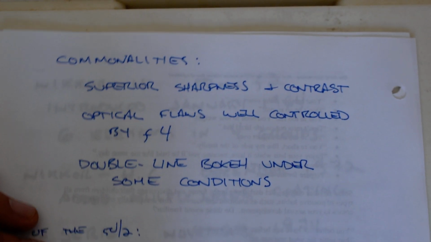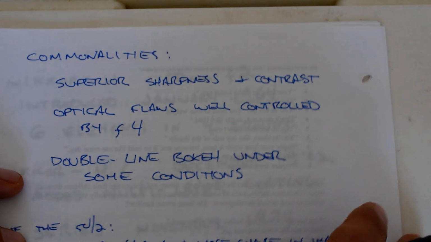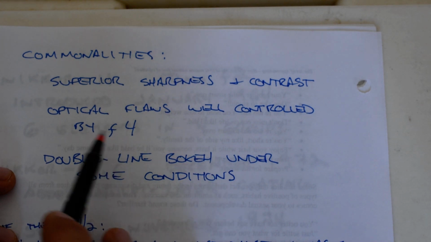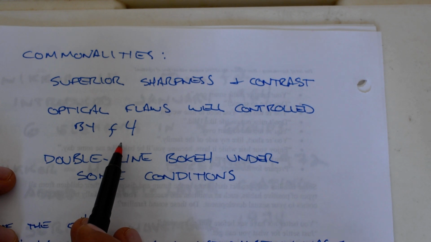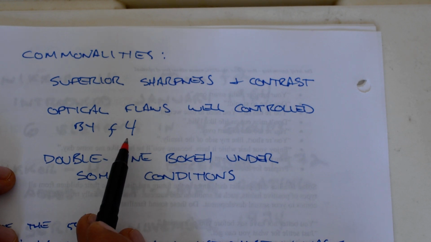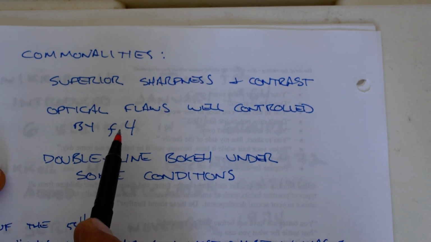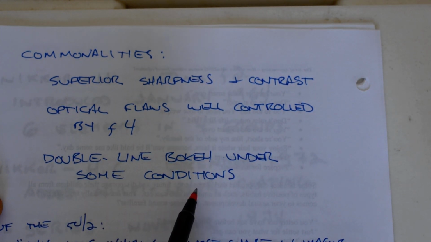Okay, wrapping up. The commonalities between these two lenses. They both offer superior sharpness and contrast. Both lenses, again, I'm drawing from the text in the 1001 Nights blog, have optical flaws that are well controlled by f4. That is, when you open them up wider than f4, you're going to see some distortions, a bit of flare, vignetting, spherical aberration, coma, and so forth. Also, both lenses are subject to double-line bokeh under some conditions.